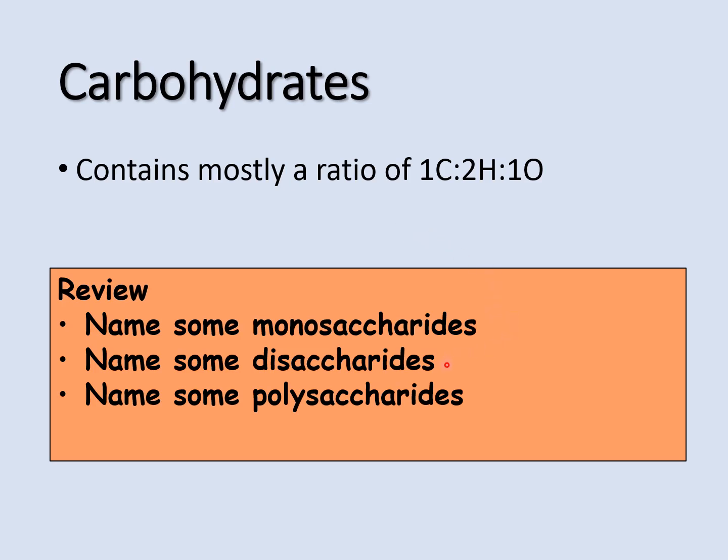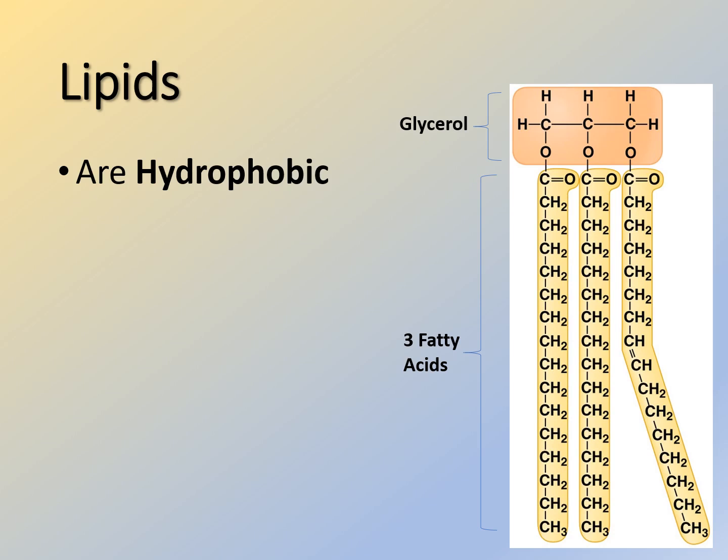So hopefully you were able to pause the video and maybe write down a couple examples of each of these. So if we look back at our monosaccharides, we were talking about glucose, fructose, right? And then we put those monosaccharides together to make our disaccharides, such as sucrose and lactose, right? And then some of our polysaccharides, some examples, we just talked about chitin, but also starch, glycogen, and cellulose, okay?